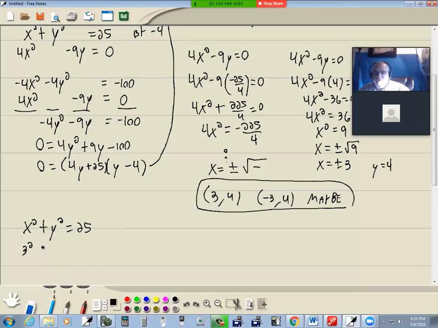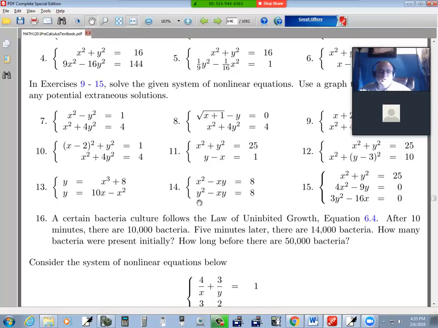If I put 3 in here, 3 squared plus 4 squared, we're wondering if that gives us 25. And it does. So that checks. Now, even if I put negative 3 in there, negative 3 squared is the same as positive 3 squared. Right. So that checks. But let's check the other equation.